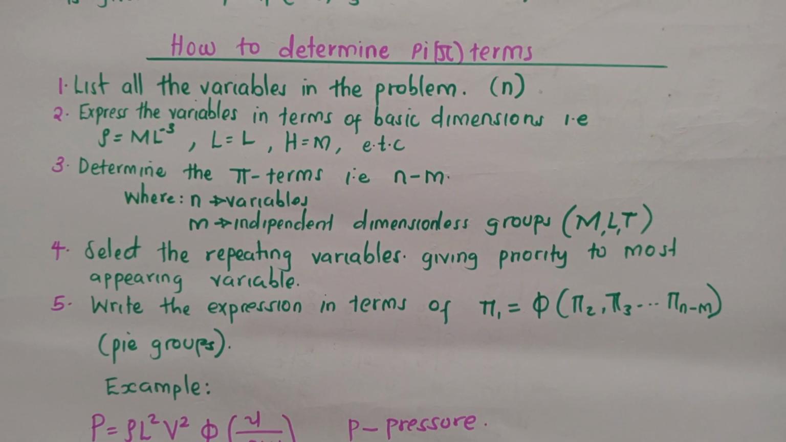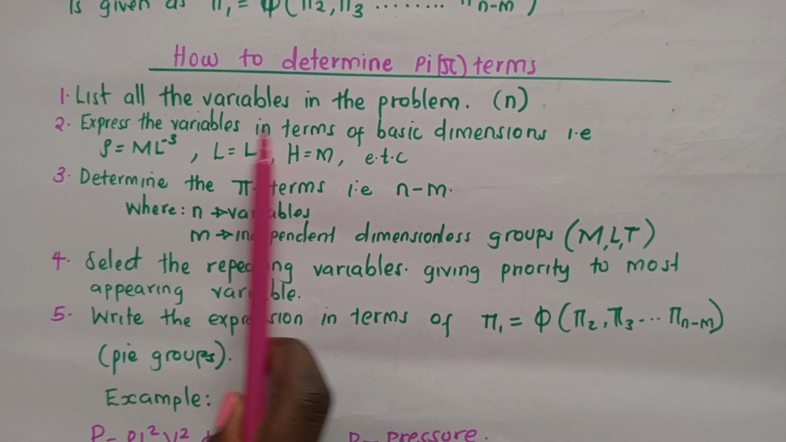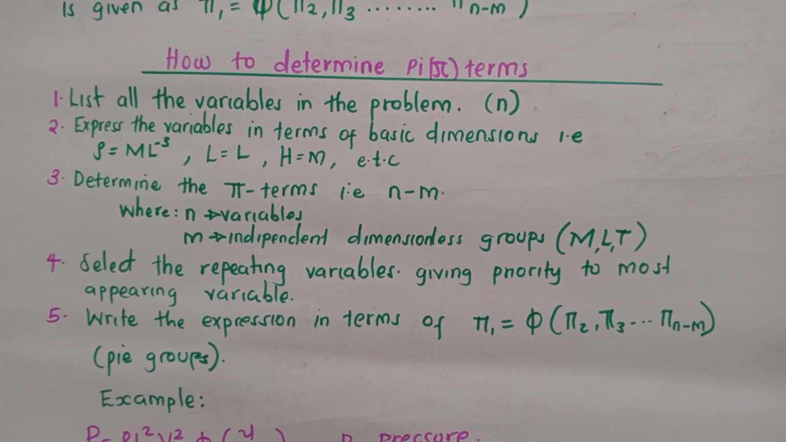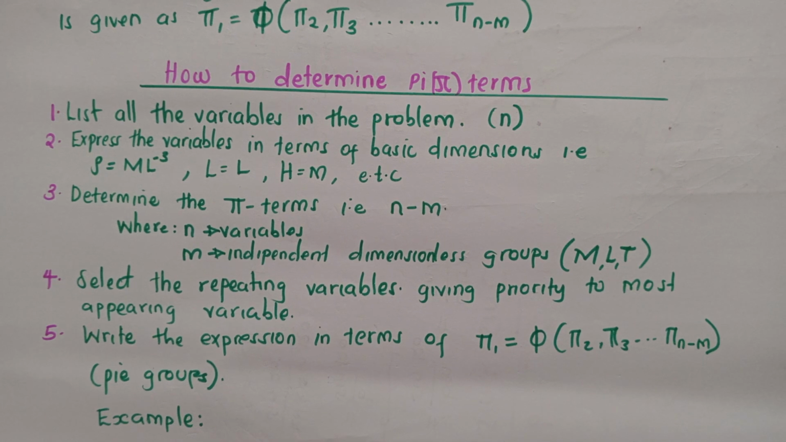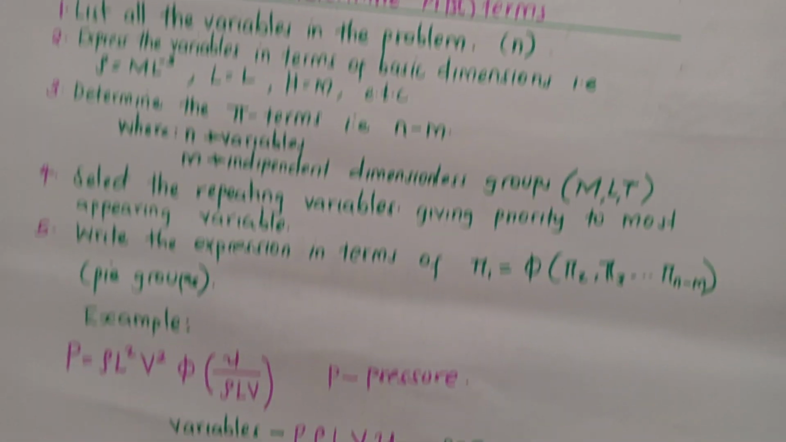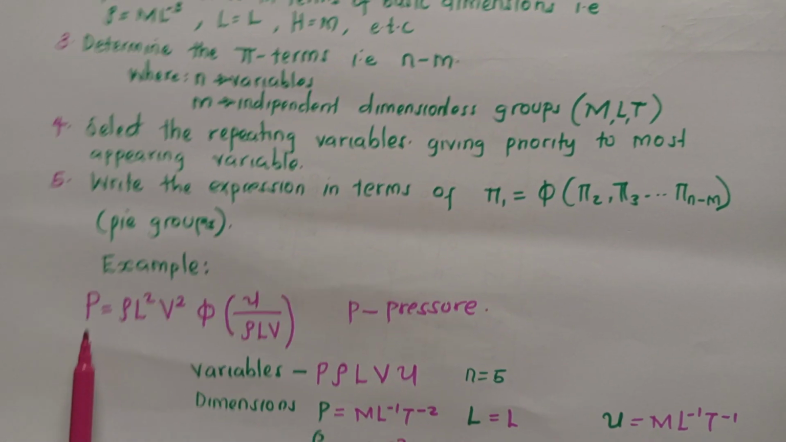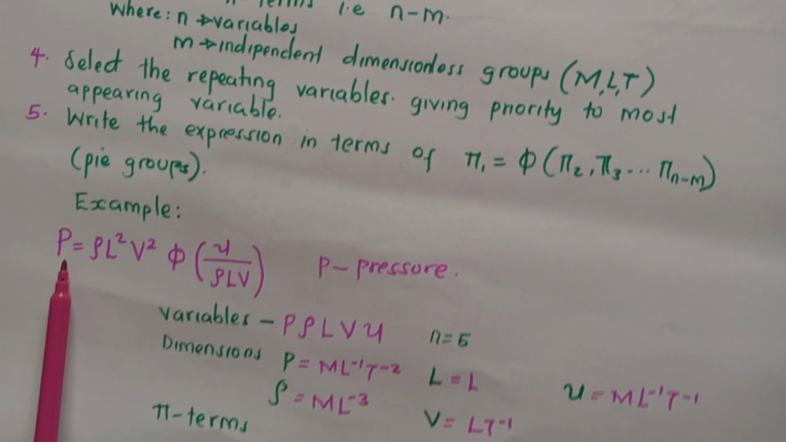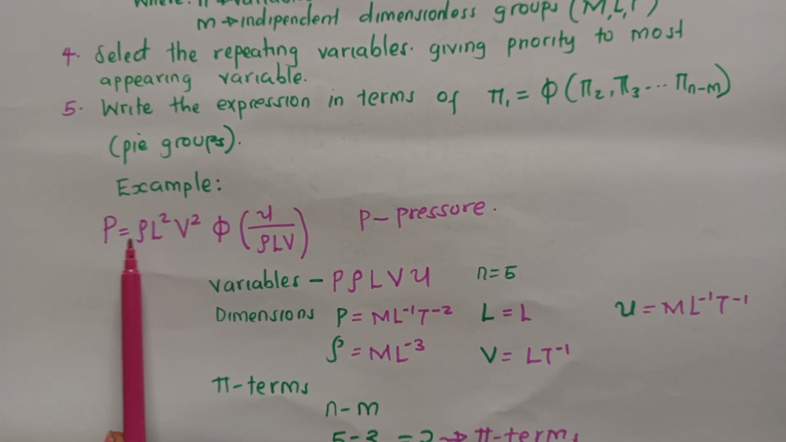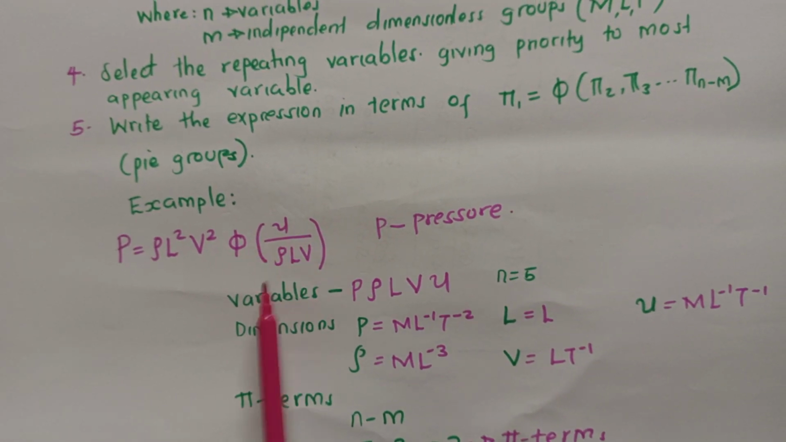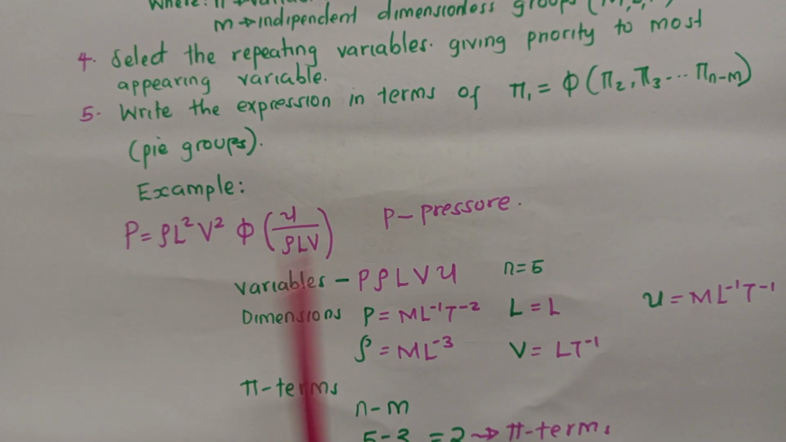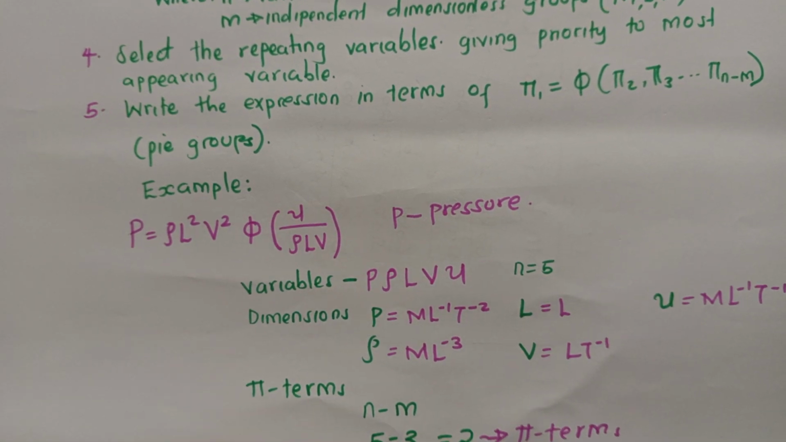Number one, you first of all list all the variables in a problem. Now, let's see our example. In my problem, I have P, the pressure, is equal to rho L V squared times a function of mu over rho L V, like this, if this is your question.